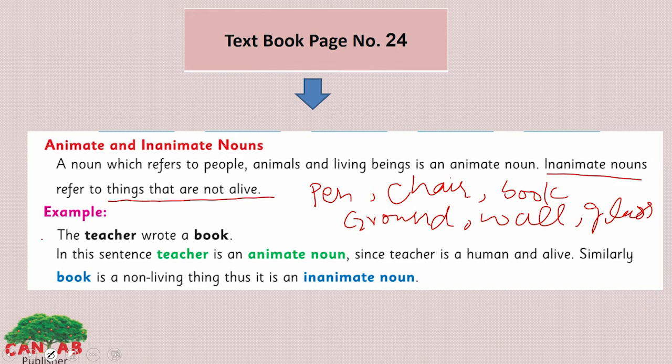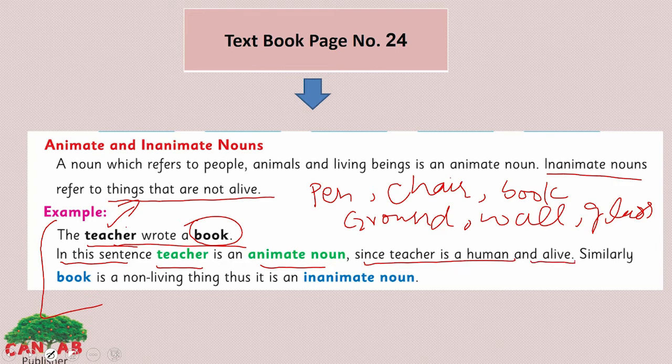Now look at the example here. The teacher wrote a book. Here the teacher is animate noun which is a living being, and here the book is inanimate noun which is not a living being. Teacher is animate noun and book is inanimate noun. In this sentence teacher is an animate noun since teacher is a human and alive. Similarly, book is a non-living thing, thus it is an inanimate noun.